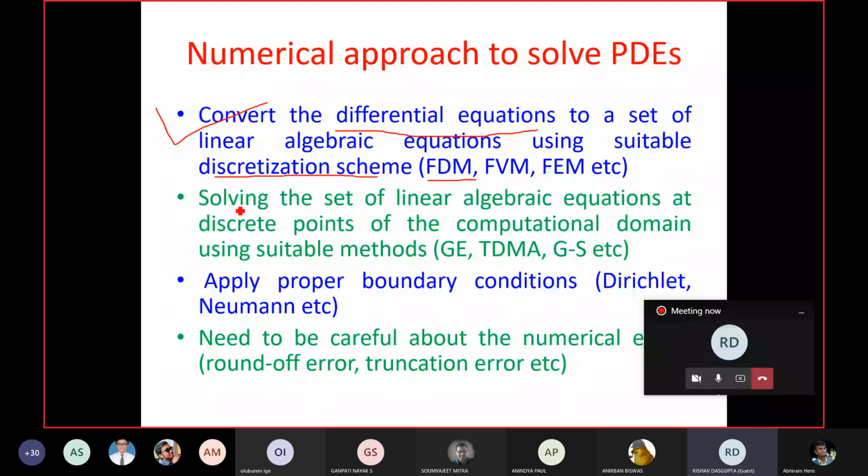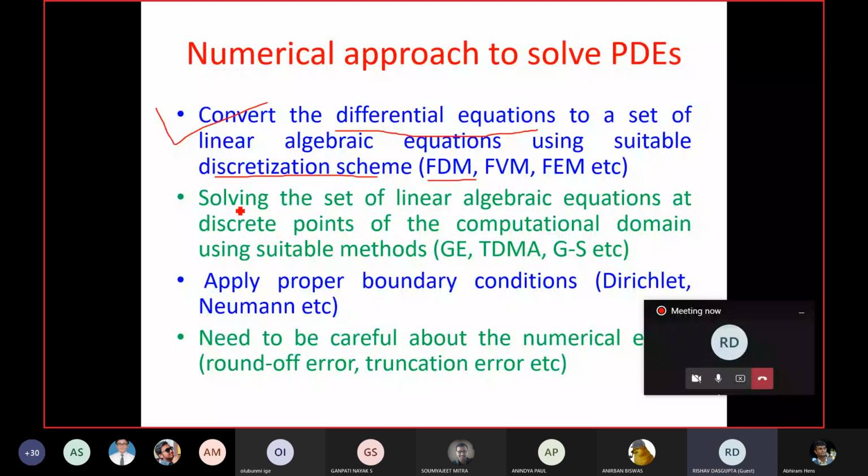Then after discretization and getting the proper algebraic equation solution method, those who do not know what Gauss elimination, TDMA or Gauss-Seidel are, please go back to the numerical text and revisit it once. Okay, things will be clear to you.